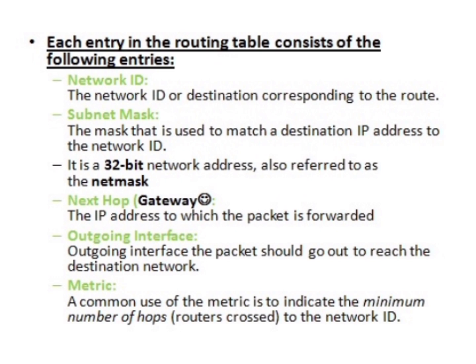Next one is the outgoing interface, through which the packet should go out to reach the destination network. Finally, metrics. The common use of metrics is to indicate the minimum number of hops, that is, loads, to check the current load on the network or bandwidth. That is the use of the metrics for the network ID. These are all the entries that are used in the routing table.